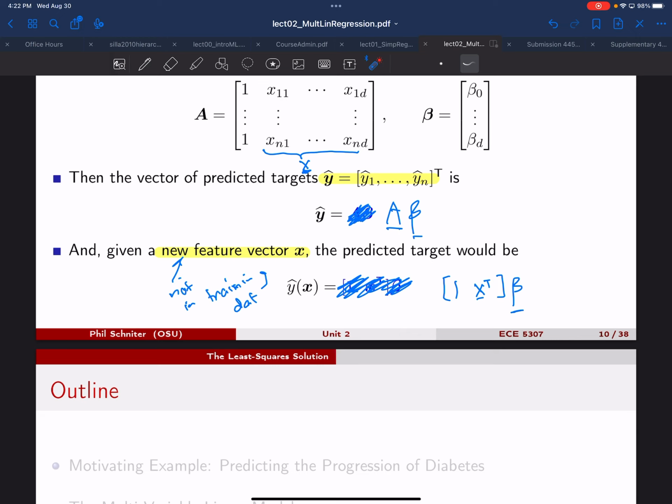Is that making sense? Okay, great. So are there any questions at all? Okay, so that's just, yes. Can you repeat why we added the column of 1?